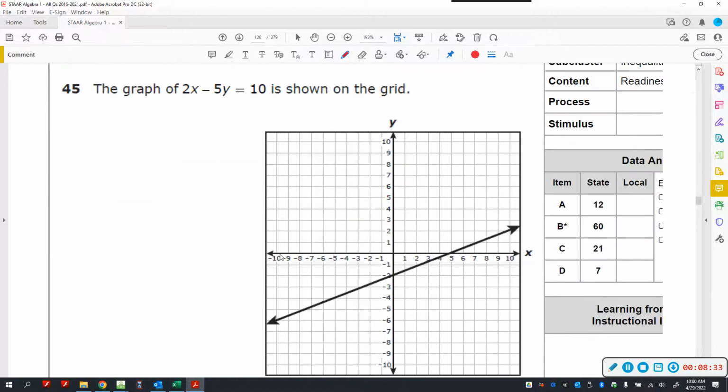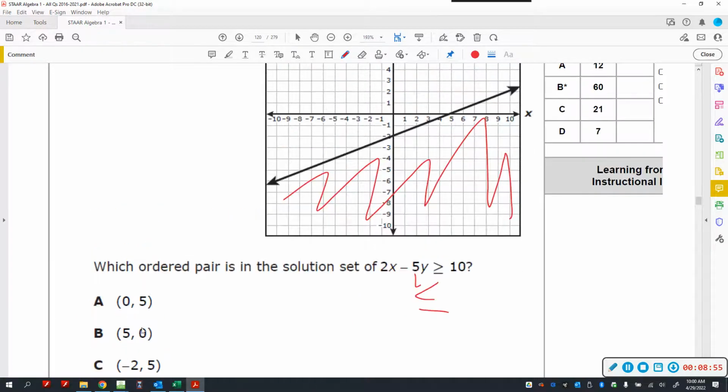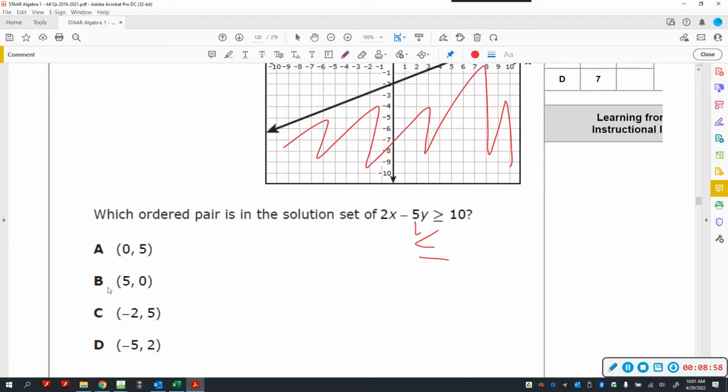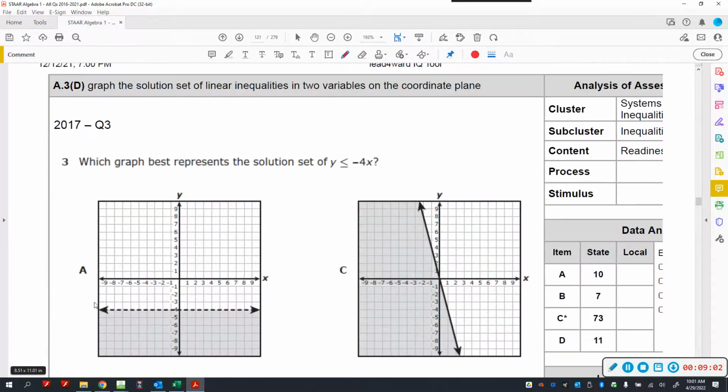Okay, this one's tricky. It says 2x minus 5y equals 10 is shown on the grid. Now they say, which ordered pairs are in the solution set of 2x minus 5y greater than or equal to 10? Well, is y positive? No? Then we don't trust it, so we've got to turn it. Now, we know the or equal to, so we know we're going to have a solid line. This is going in the same direction as an L, so that means my shading has to be down here. Now all I've got to do is plot those points and see which one is in that shaded area that I just identified. So you kind of see what I'm saying there?